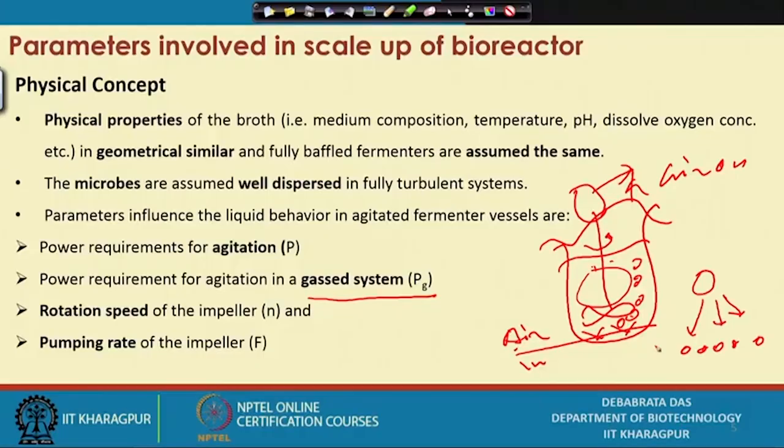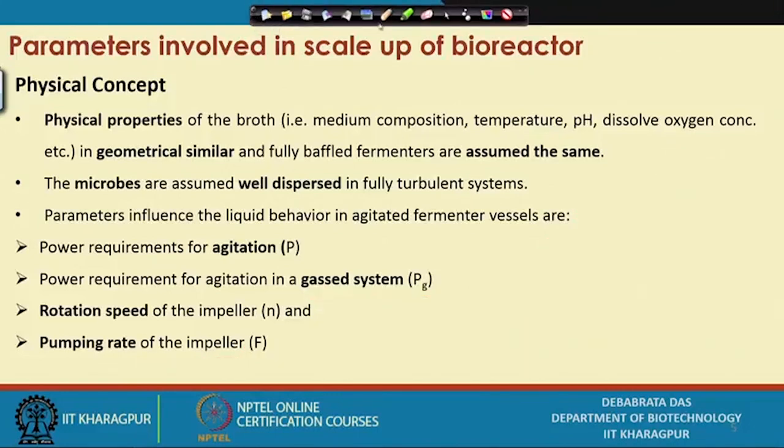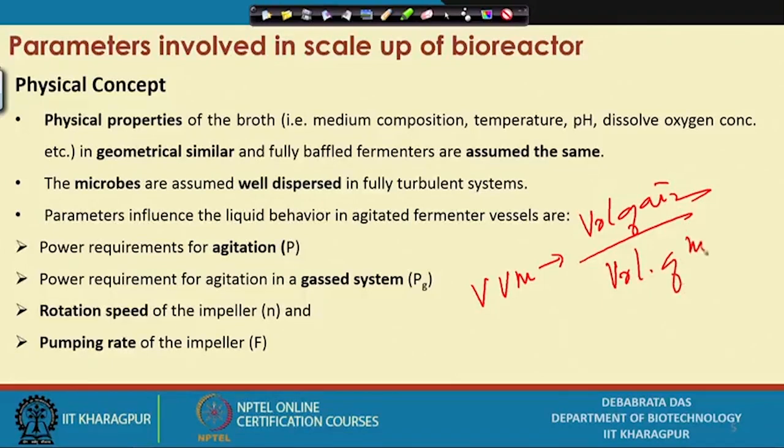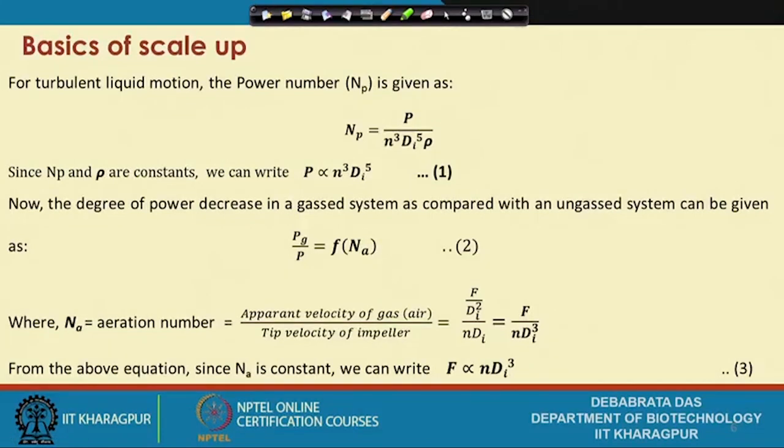Okay. Now there is this pumping rate, that is the aeration rate, which is usually expressed as VVM. What is VVM? As I told you, this is volume of air per volume of media per minute. Now let us see how you can calculate the power requirement by the agitator.